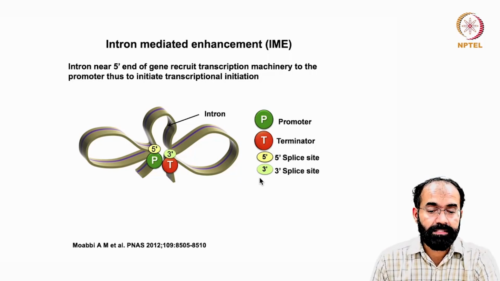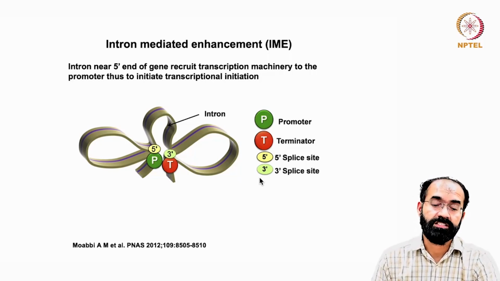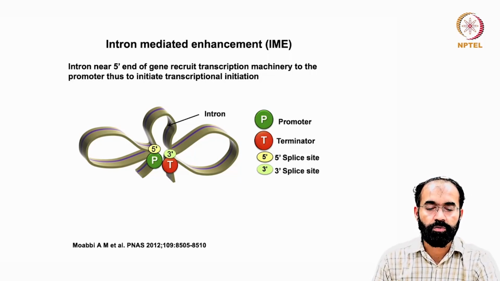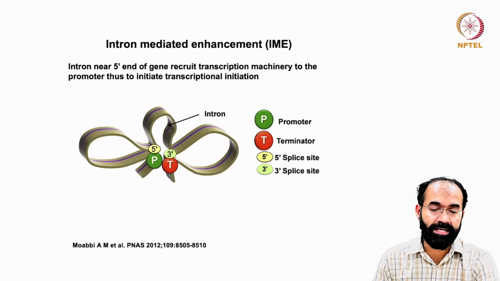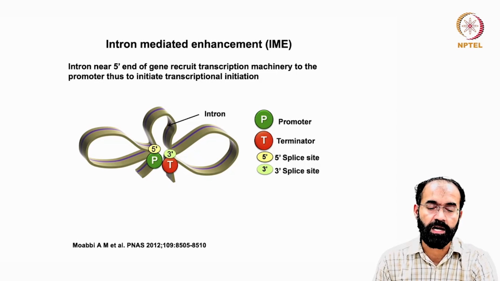So, intron mediated enhancement. Let us see how it performs. In this cartoon, you can see there is a promoter element, and then at the end of the gene a terminator element, and then you have 5' and 3' splice sites. So this is the intron, supposedly removed. So you have a promoter, this is the exon, this is the intron, another exon, and the termination. It's a simplistic example because it's a cartoon. It has 2 exons and 1 intron.